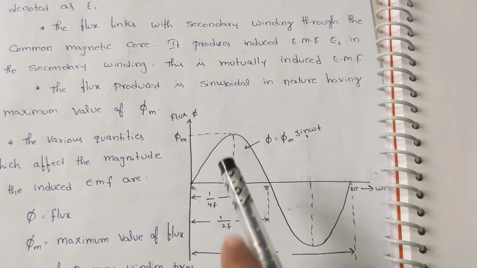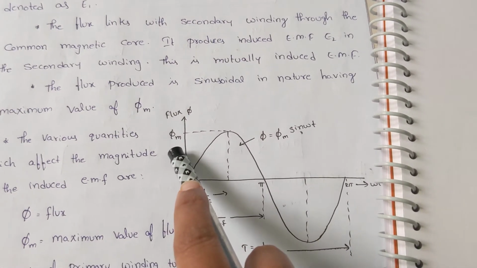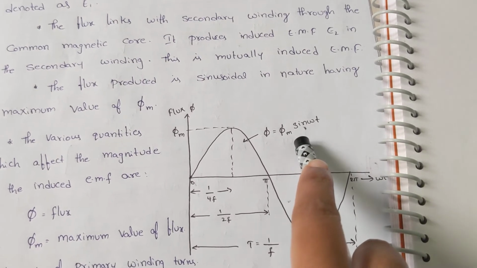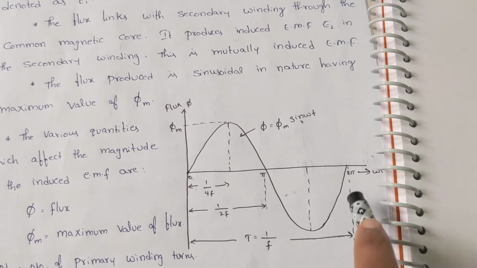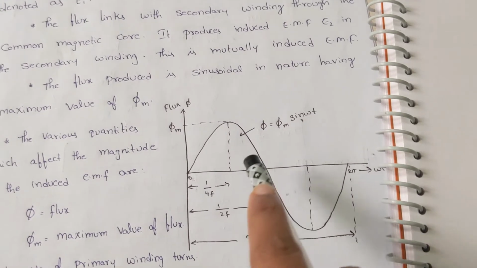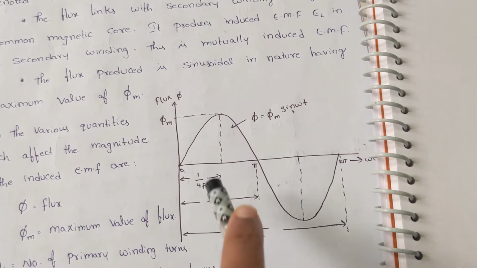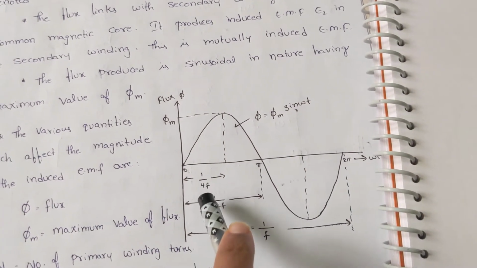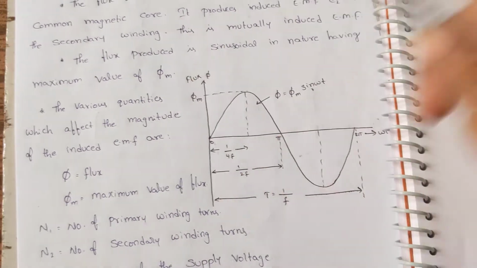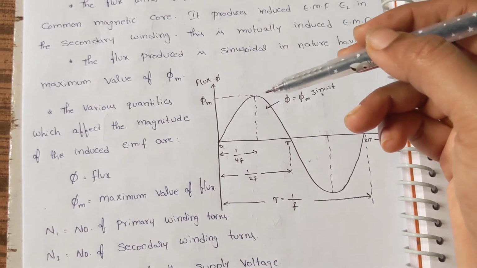In this waveform, the positive and negative peaks of flux are represented by phi m. This is a sinusoidal waveform, so it is given by the expression phi equals phi m sin omega t. To complete one entire cycle takes the time period of 1 by f. Half a cycle takes 1 by 2f seconds, and a quarter cycle takes 1 by 4f seconds. We need this to know during which time the change in flux occurs.